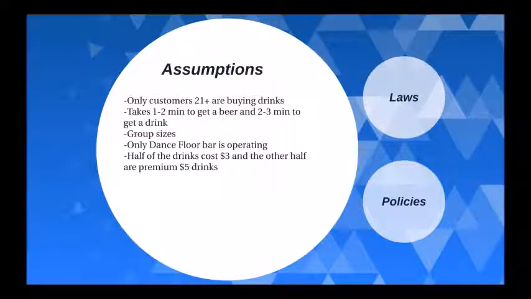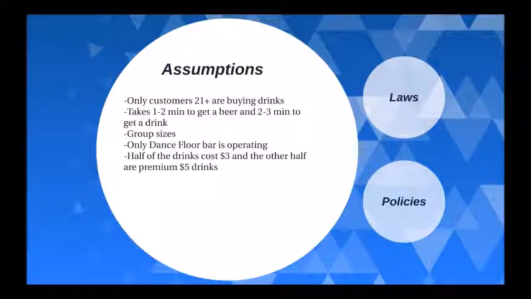Next assumption is that the groups follow a distribution in which 30% of the groups in the bar are groups of 2, 50% are groups of 4, and 20% are groups of 6. Also, we're assuming that only the dance floor bar is operating. Originally, we tried to model all 3 bars, but the educational license of Sigma only provides 10 or so states and variables. Hence, we could only simulate the dance floor bar.